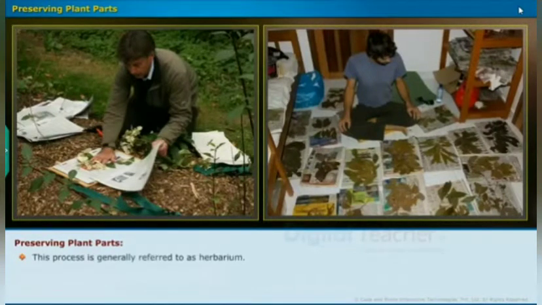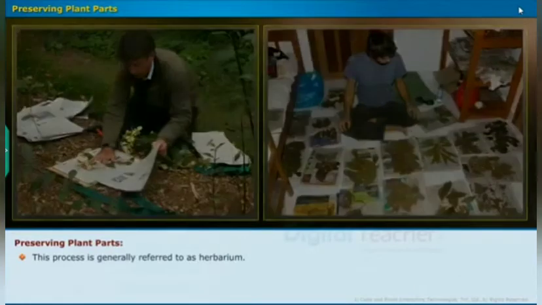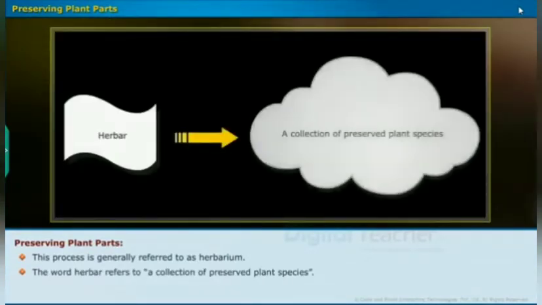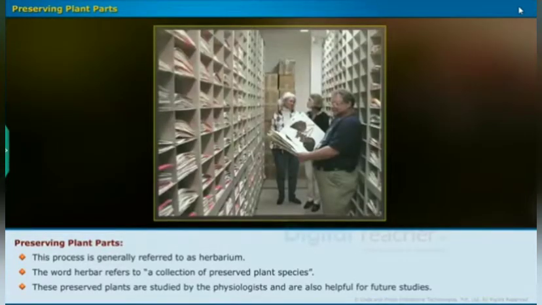This process is generally referred to as herbarium. The word herbarium refers to a collection of preserved plant species. These preserved plants are studied by the botanists and are also helpful for future studies.